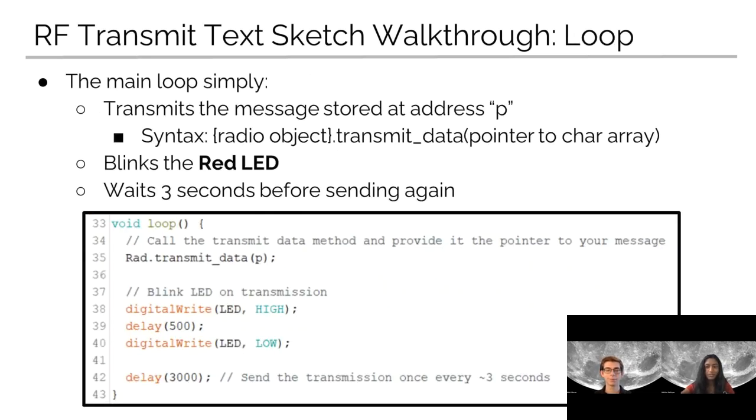So what loop should we be using for the sketch? Our loop is going to be relatively simple for the sketch. The first line of code is us actually transmitting our data using the transmit data function. This takes 1 argument, which in this case is going to be the address of our character array, which you might remember is stored in the variable P. And then we want to blink our red LED just to confirm to ourselves that we are transmitting. And then we want to delay by 3 seconds or 3000 milliseconds before sending a transmission again.